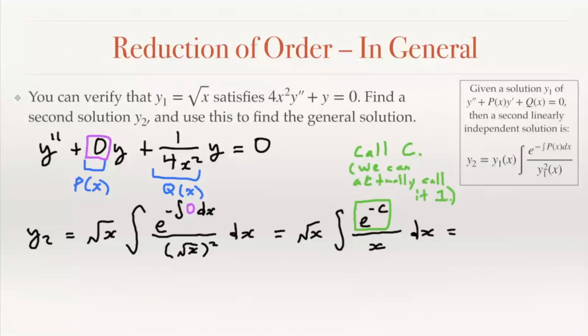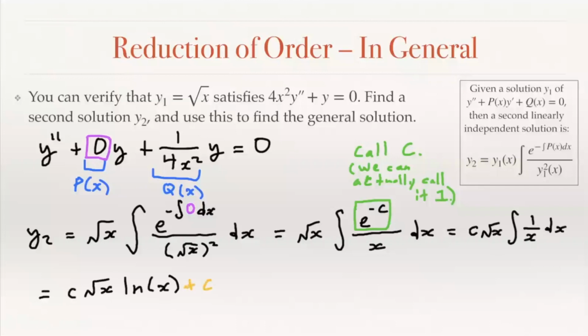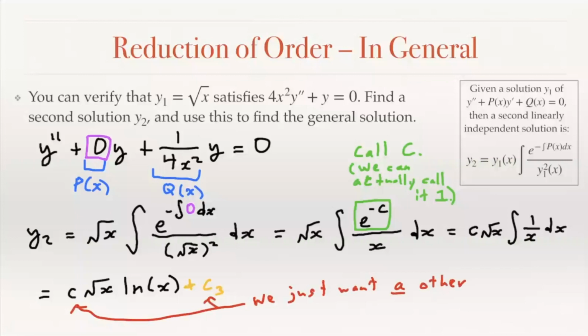Okay, so let's pull out the c. We have c root x times the integral of 1 over x dx, which is c root x natural log of x. Okay, and yes, plus another c. This will also end up getting absorbed. We only care about a solution. So for both of these, I'll just point that out now. We just want another solution. So let these be 1 and 0 respectively.